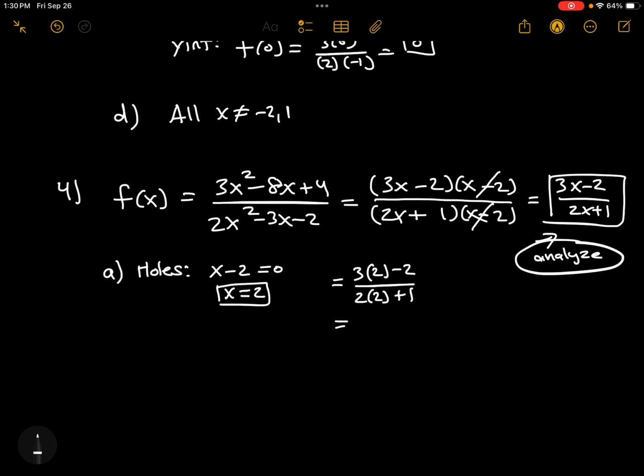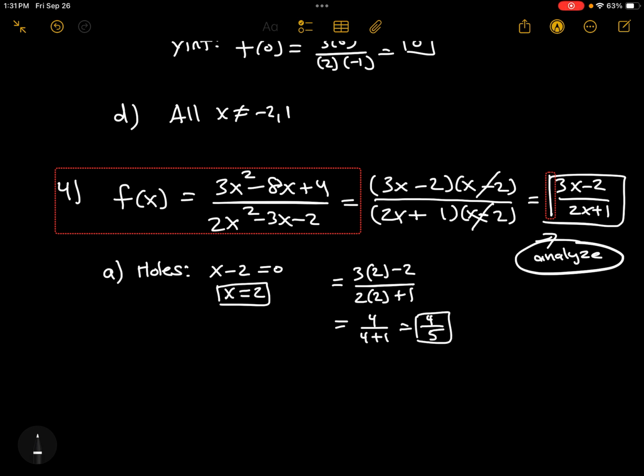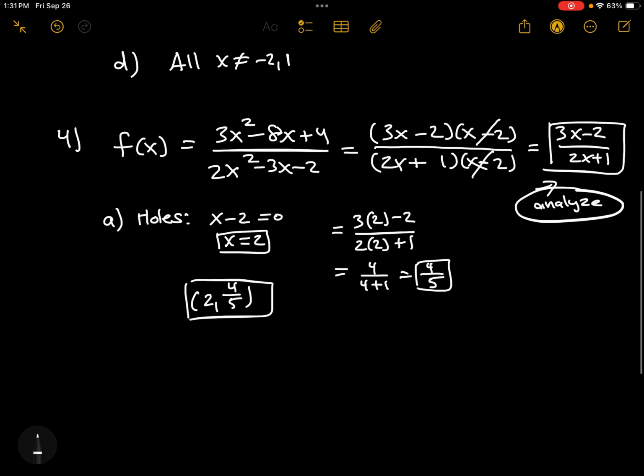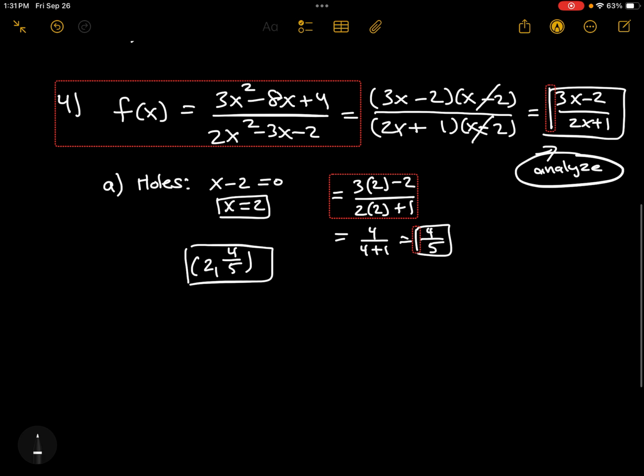And over here, I'm going to get 4 plus 1, which is 5. Okay, so 4/5 is the location of the y value of the hole. So at the end of the day, your hole is ultimately located at 2, 4/5. If you're wondering what a hole is, it kind of just means what it sounds like. It's just an open circle at 2, 4/5. And that's pretty much how you figure out a hole. Not super difficult. It's just a lot of different steps and procedures that you have to follow.